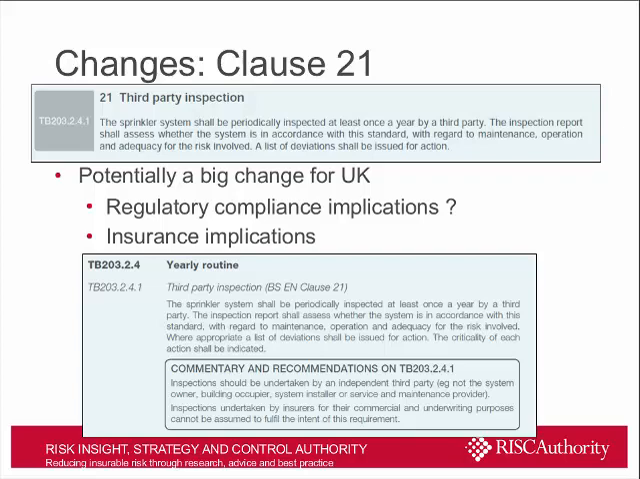Moving on to a different section of BS EN 12845, a new clause, Clause 21, has been introduced. This could be a big change for the UK. It requires third-party inspection of installed systems every year after they've been installed. So this has potentially interesting regulatory compliance implications.